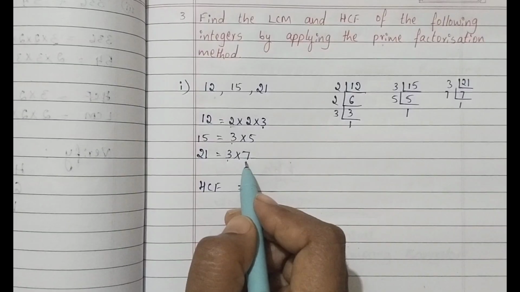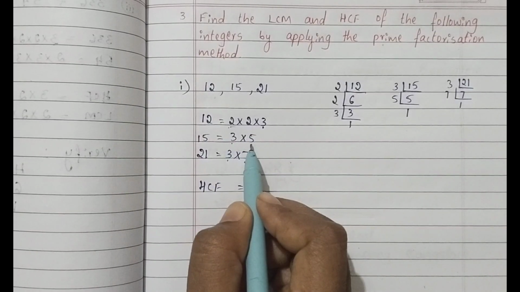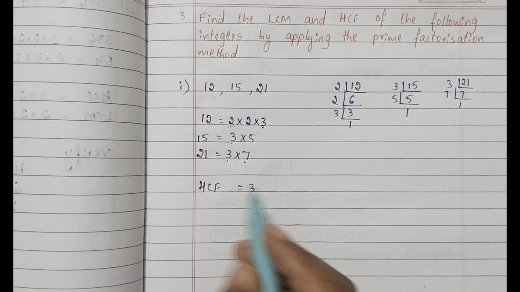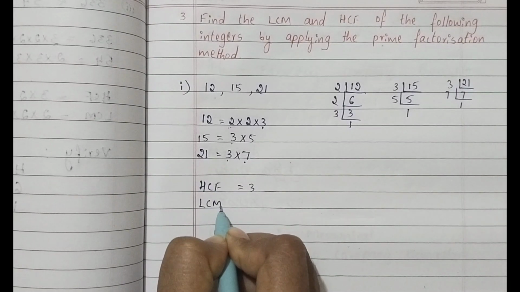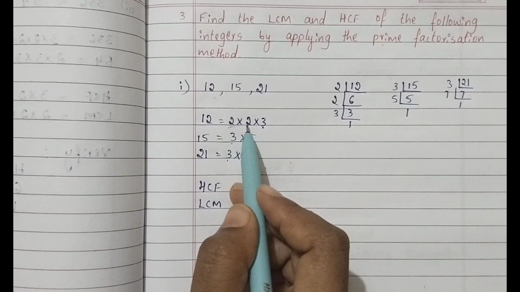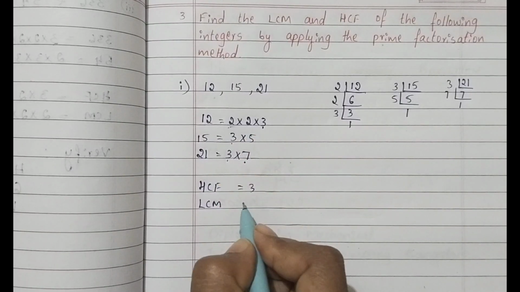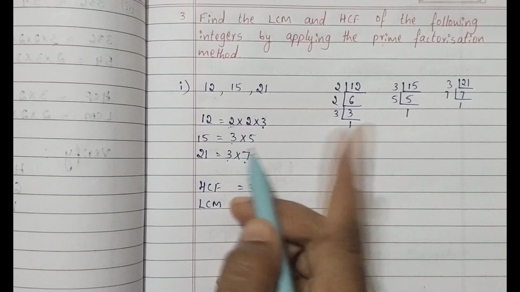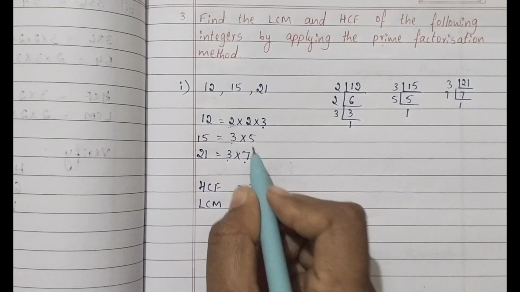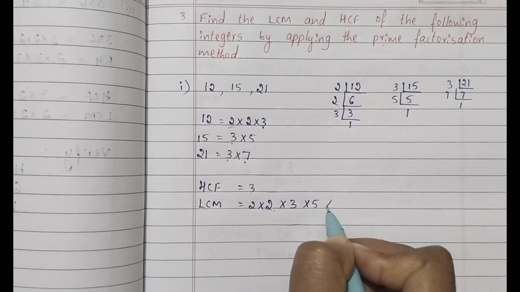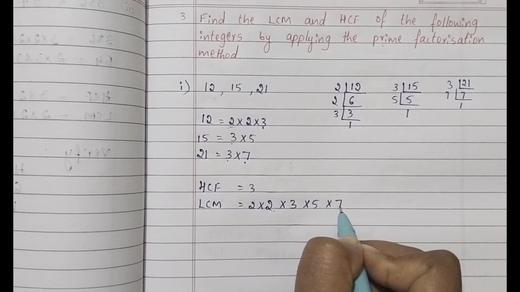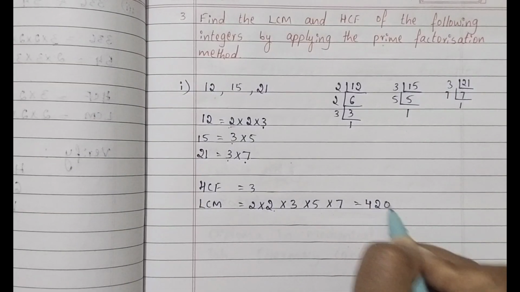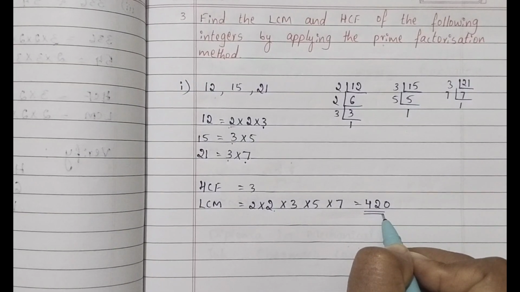7 is not there in all the factors, and 5 is also not there in the factors of all the numbers. So 3 is the HCF. Then LCM. LCM is the number which is repeated more times in the factors of all numbers. For example, in the factors of 12, 2 is repeated 2 times, so 2 into 2. Then 3 is repeated only 1 time. Then the 5 and next is a 7. So if you multiply all these numbers, we will get 420. So the LCM is 420.